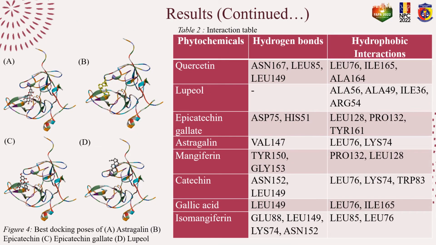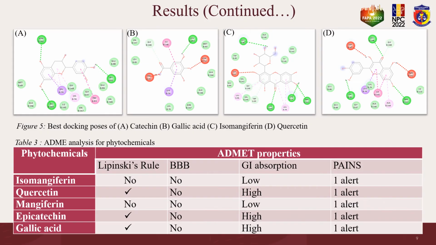The interaction with respect to hydrogen bond and hydrophobic interaction of the phytochemicals is shown in Table 2. The stability of the ligand increases with the number of hydrogen bonds. Though Lupeol showed the lowest binding energy, it does not have hydrogen bond interaction with the receptor, while isomangiferin showed 4 hydrogen bonds.